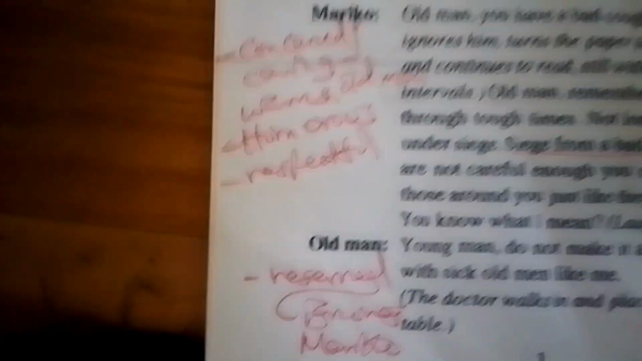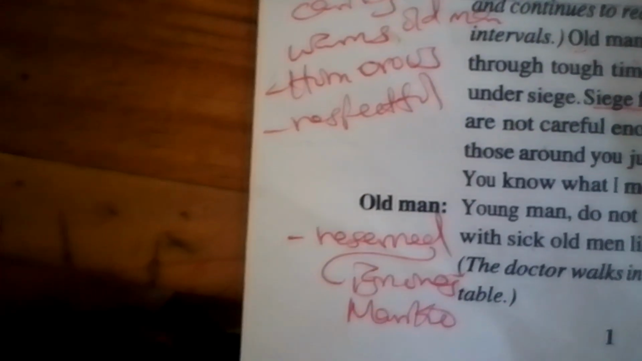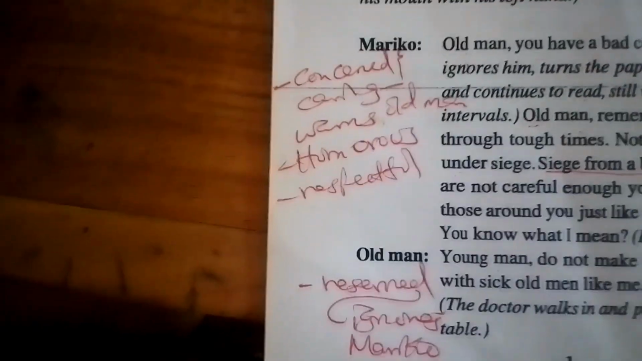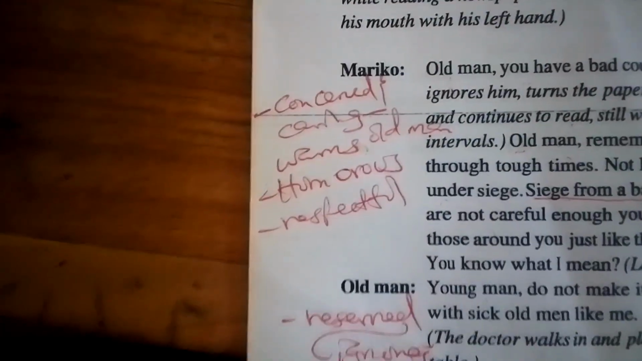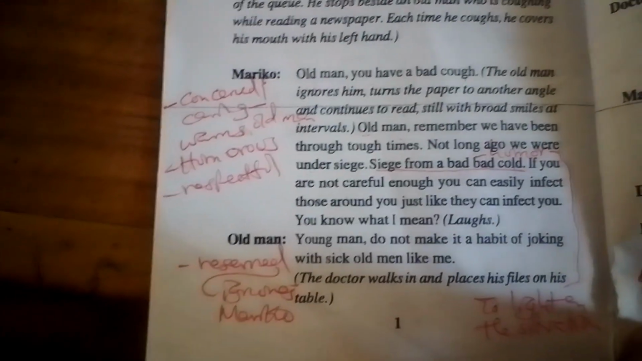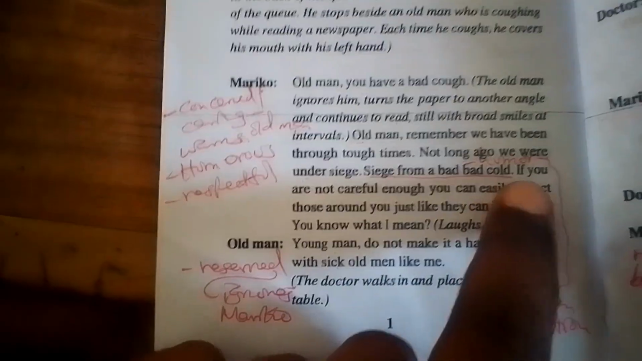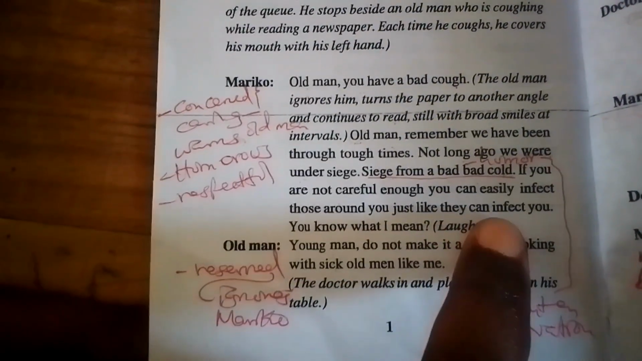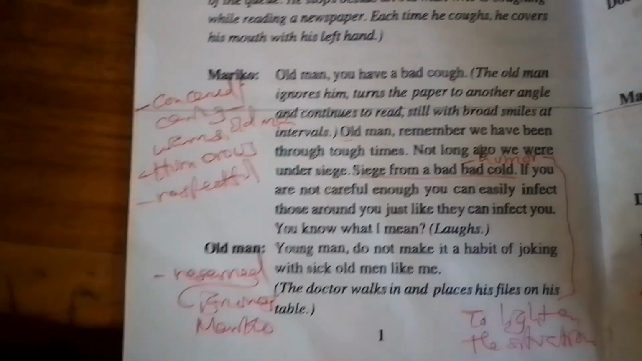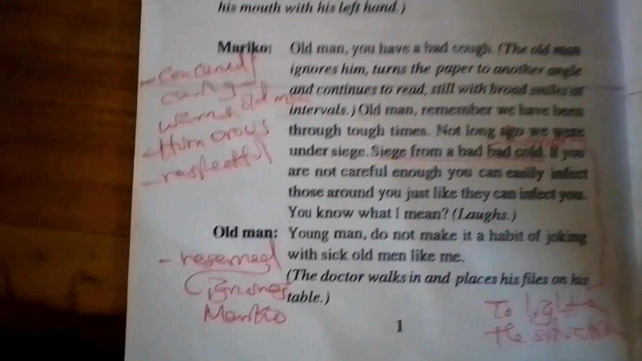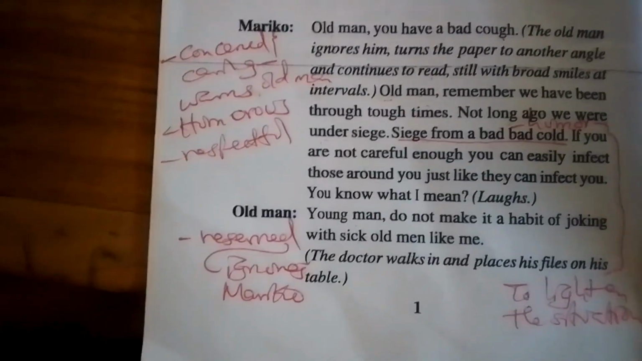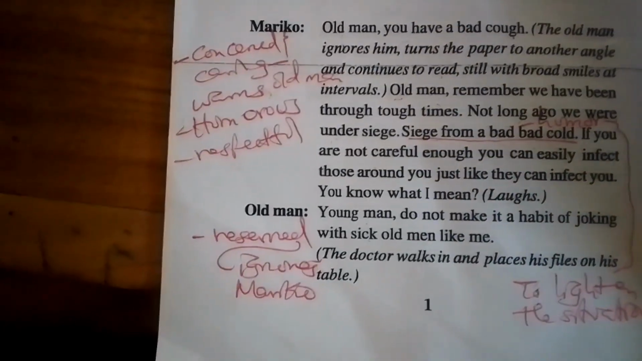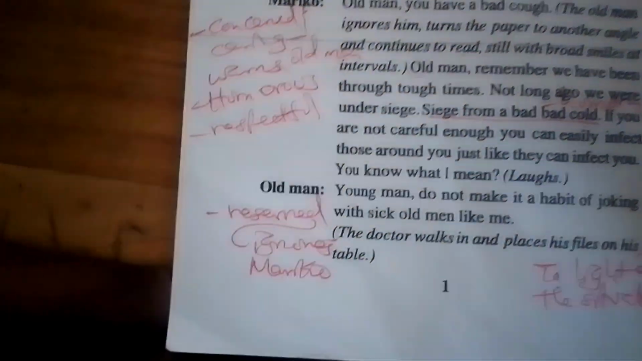And then we also say that he's responsible by telling the old man not to infect others, where he said, if you are not careful enough, you can easily infect those around you, just like they can infect you. So that shows that he's responsible enough.